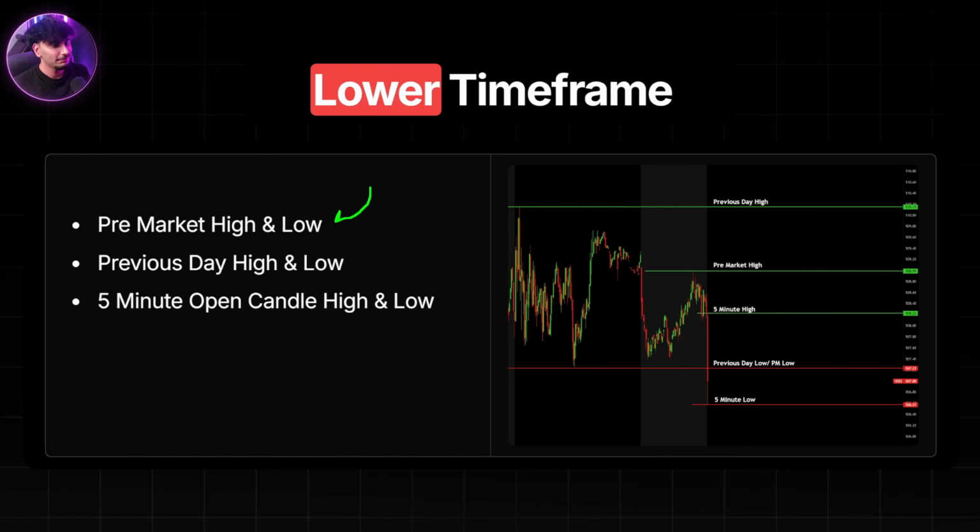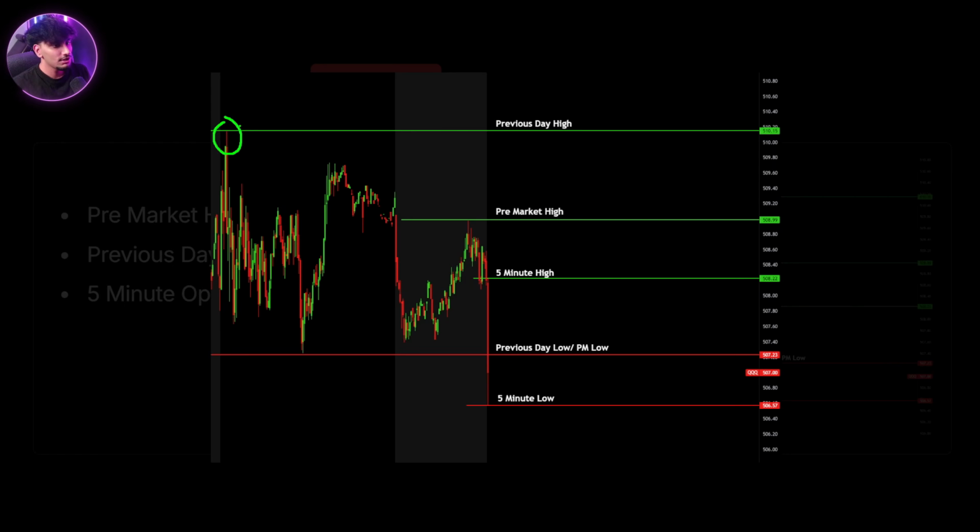On the lower time frame, I will mark out the pre-market high and the pre-market low. I will mark out the previous day high and the previous day low. And finally, I will mark out the 5-minute high and the 5-minute low of the day that we are actually trading. So in this example here, we can see that this is the previous day high. We can see that this is the previous day low. We can see here we have the pre-market high level, and the previous day low level actually coincides with the pre-market low level. Therefore, I didn't draw two because they were too close. And finally, you can see here the 5-minute high and the 5-minute low.